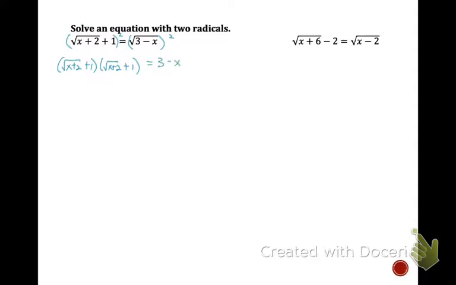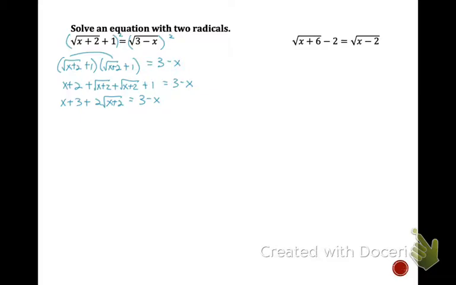Now I'm actually going to FOIL that multiplication on the left. So my square roots together will simply be x plus 2. Then I'll have 1 square root of x plus 2 times another, or plus another, plus 1. So I just FOILed those out. Now I'm going to combine like terms on my left side. So I get x plus 3 equals 2 square roots of x plus 2.